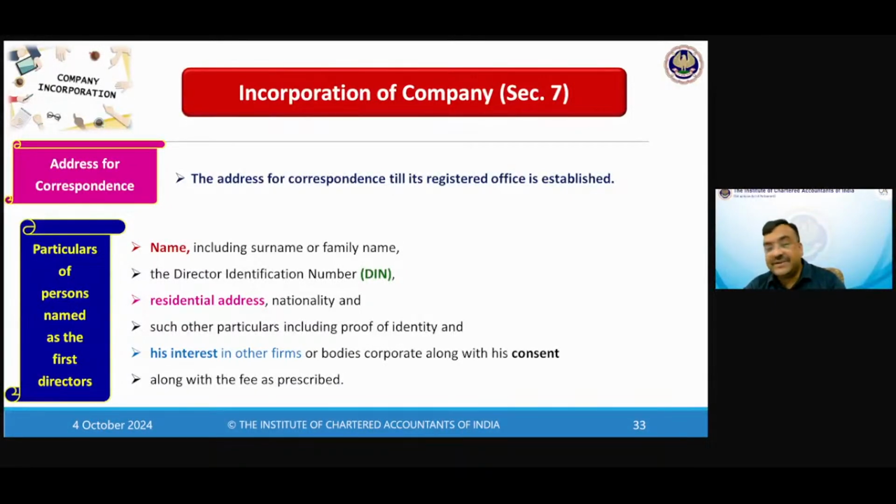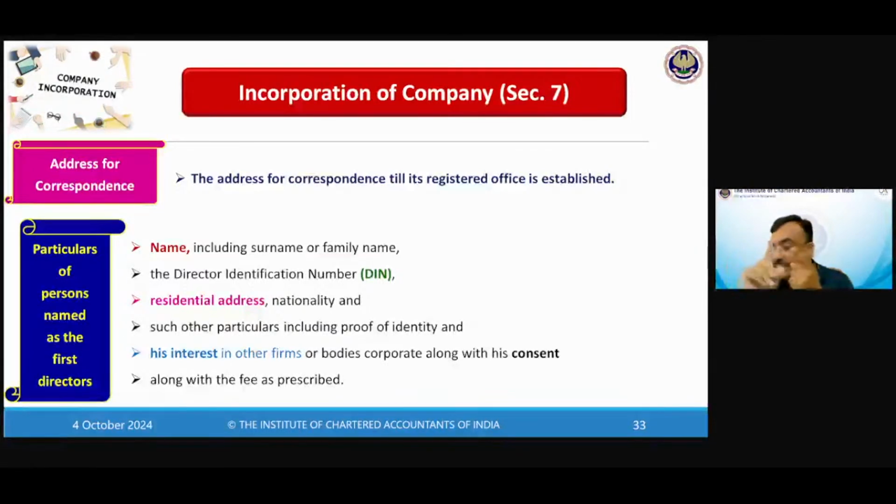Director Identification Number DIN, residential address, nationality, and such other particulars including proof of identity, PAN card, Aadhaar card, and his interest in other firms or body corporate along with his consent, along with the fees as prescribed.